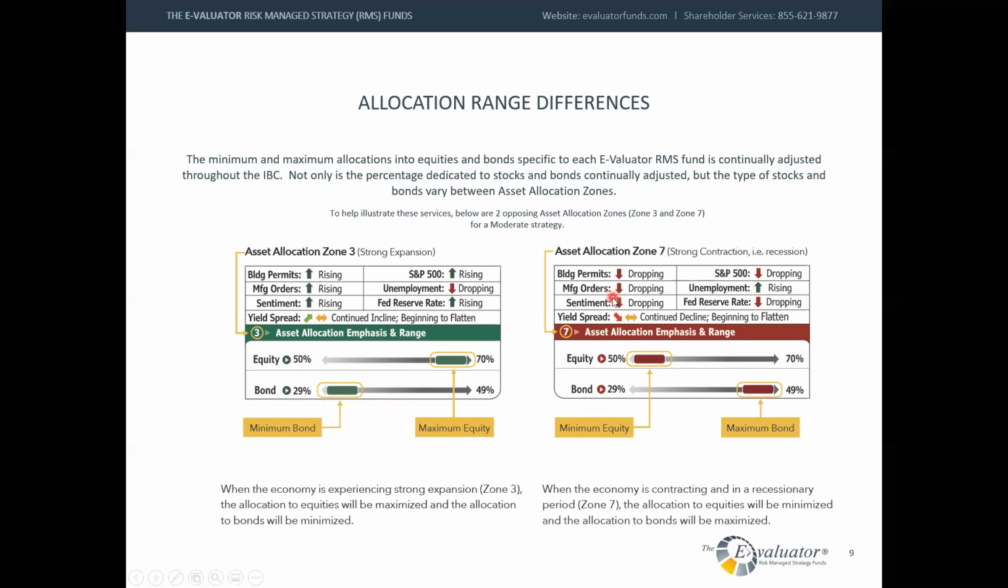However, when we get into an environment similar to zone 7, the slider is going to move from maximum to minimum. The stock market is dropping. We do not want to participate that much in it, but we are always going to keep a minimum allocation into equities based on what we have put forth for each of these investments. In this case, we're saying we're going to always have at least a 50% holding in stocks and never more than 70%. We're always going to have a minimum in bonds, never more than a stated maximum.